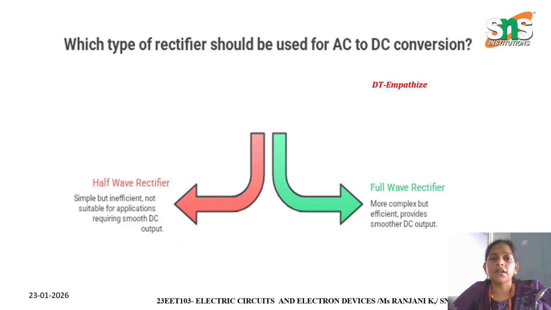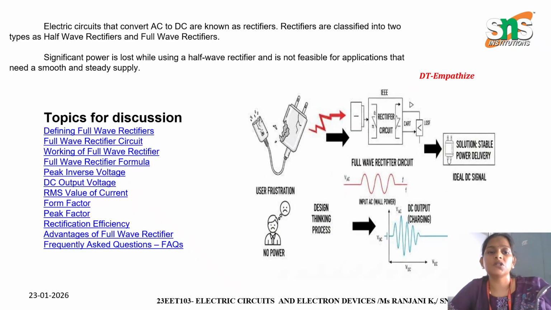Which type of rectification is used to convert AC to DC? Half wave rectifier and full wave rectifier, and the full wave rectifier is more efficient compared with the half wave rectifier. So today's topic covers the definition, the full wave rectifier circuit, the working of the full wave rectifier, its formulas, and also advantages and frequency.